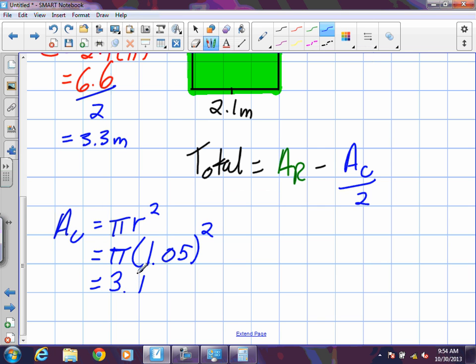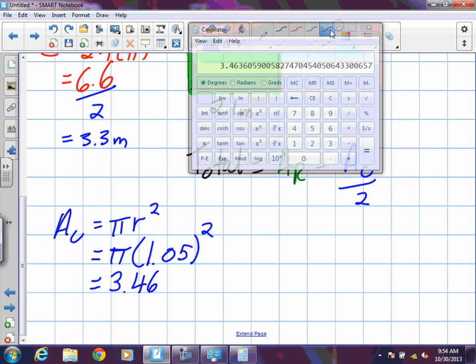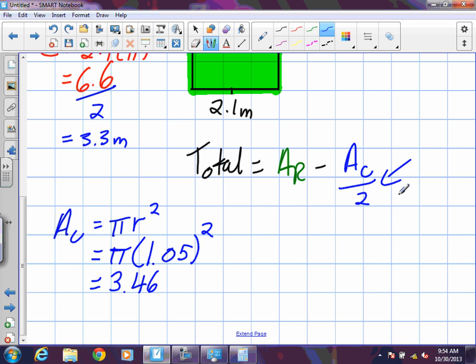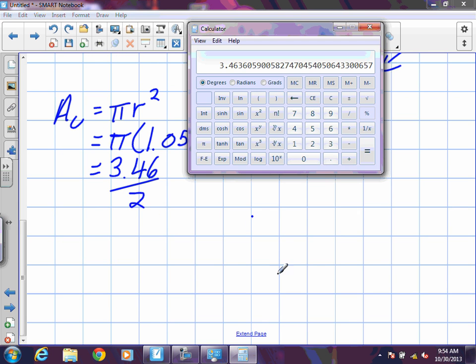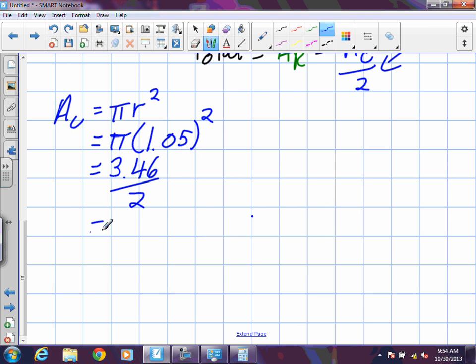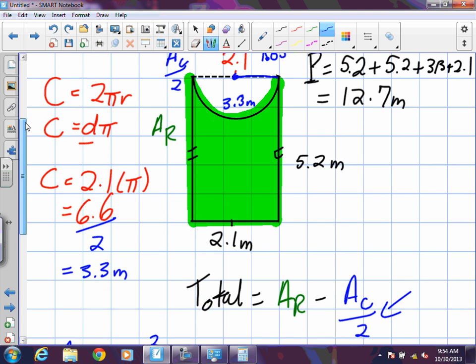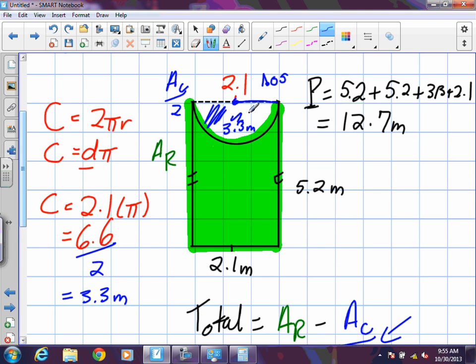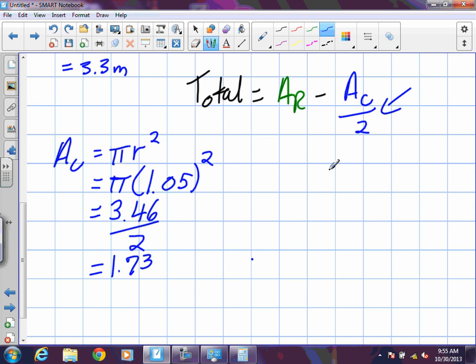Is that right? Did I say that wrong? Not 3.46. But remember, we need to divide it by 2. So I'm going to take this value and divide it by 2 at the end here. Luckily, the number's still in my calculator. So I divide this by 2, and we'll get 1.73. So 1.73 is the area of this space, the part that we're going to have to subtract from the total area. Okay? So under here, we know we'll be subtracting by 1.73.